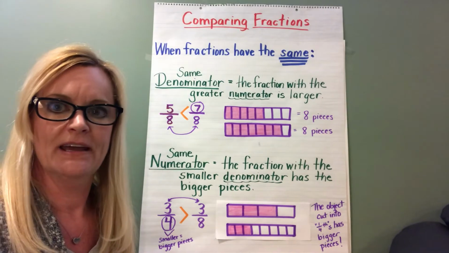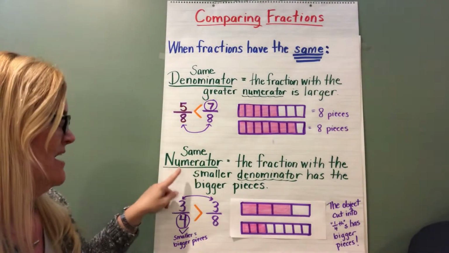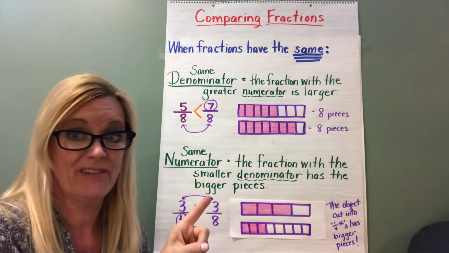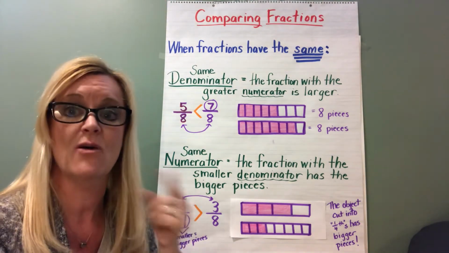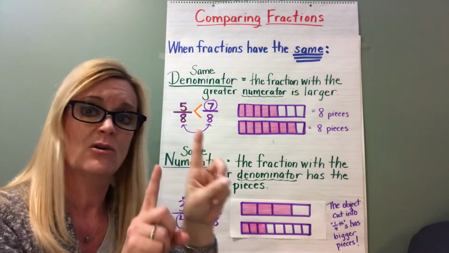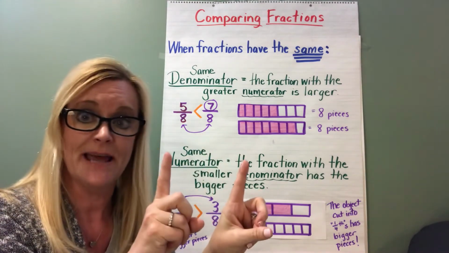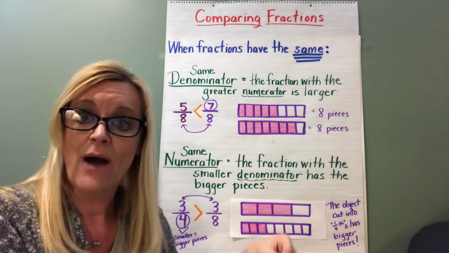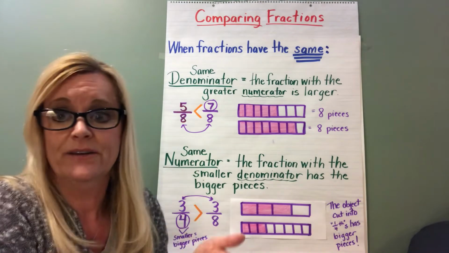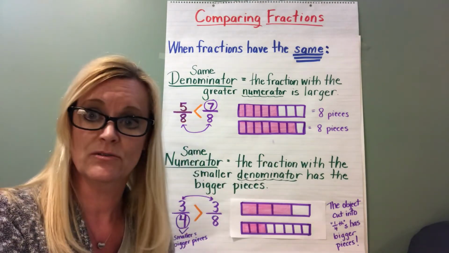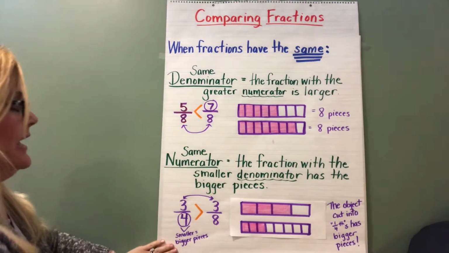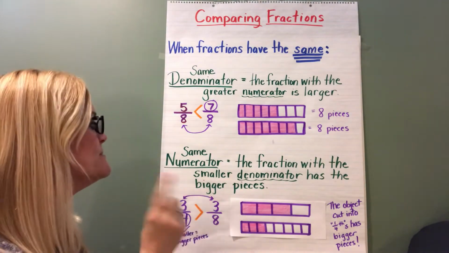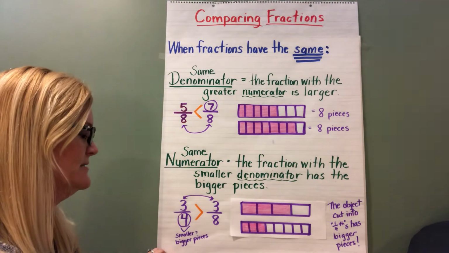So when we're talking about fractions that have the same numerator, now this is where your knowledge of unit fractions is going to come in, because remember, unit fractions always have a numerator of 1. So when we did unit fractions, our numerator was always 1. Now we're just talking about a specific amount of unit fractions. So instead of 1 unit fraction, we're talking about a different amount of unit fractions. So the fraction with the smaller denominator has the bigger sized pieces.